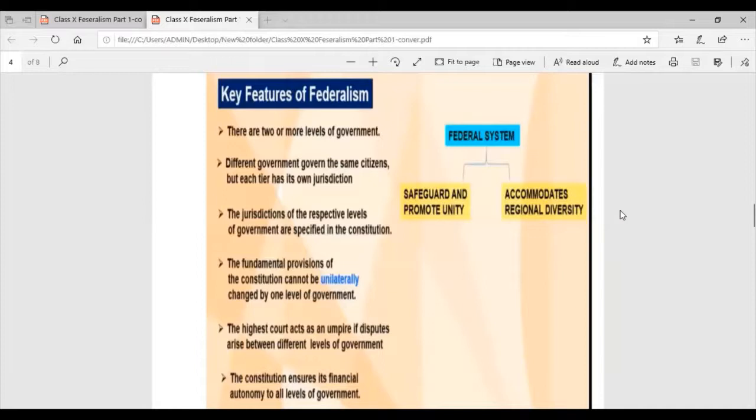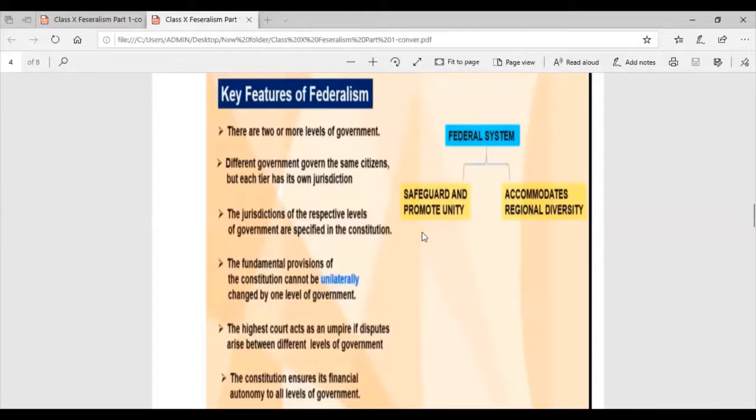In the same way, if we need an ID card or driving license or PAN card or Aadhaar card, the state government will issue that. The state government has the right to issue the ID cards, driving license, PAN card and Aadhaar card. So in the same way, some subjects fall under the union government and some subjects fall under the state government. That is why this point is explaining that different governments govern the same citizens, but each tier has its own jurisdiction.